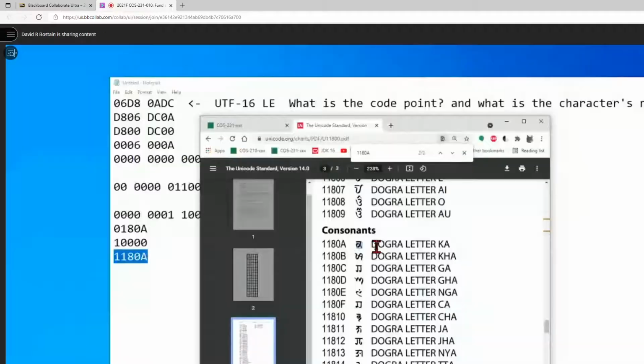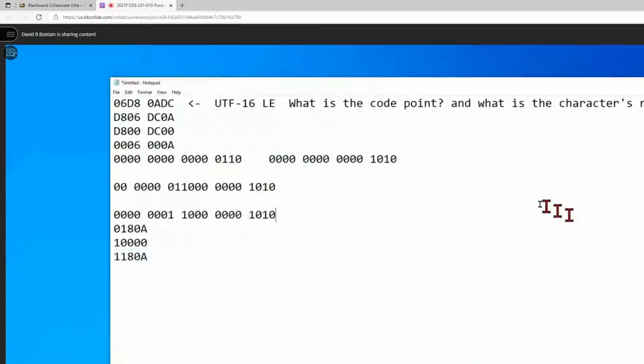Zoom in. It's the Dogra letter Ka. It looks a little bit like our lowercase scripted a. So we were able to answer both parts of this by working our problem through. Anybody have any questions about the steps we performed here?